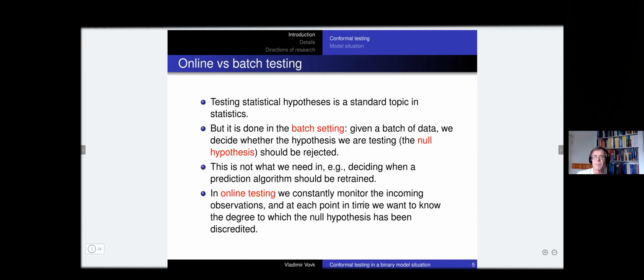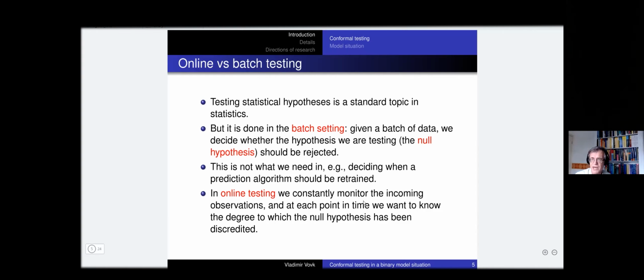So first, let me talk about online testing of statistical hypotheses. Of course, testing statistical hypotheses is a standard topic in statistics. But in statistics, people are usually interested in the batch setting. So we're given a fixed batch of data, and we want to decide if our null hypothesis should be rejected or not. We never accept it. So we can reject it, or maybe we don't have enough evidence against the null hypothesis and we don't reject it. But this is not what we need in machine learning, for example.